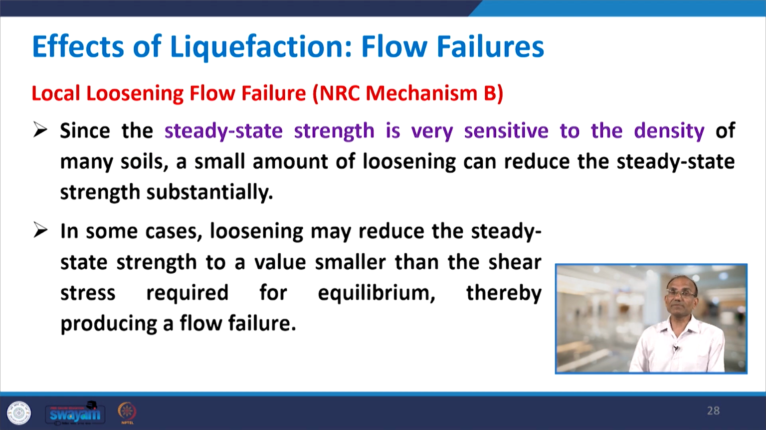Now, there could be a second mechanism, which is also based on the NRC, and NRC says that this mechanism of flow failures may be the second stage, local loosening flow failure. Since the steady state strength is very sensitive to the density of many soils, a small amount of loosening can reduce the steady state strength substantially. In some cases, loosening may reduce the steady state strength to a value which is smaller than the shear stress required for equilibrium, thereby producing a flow failure.